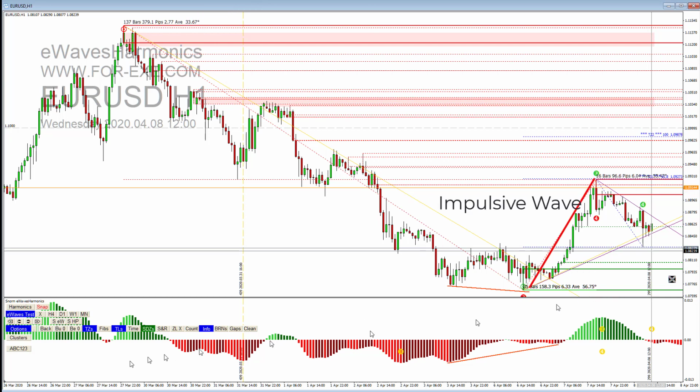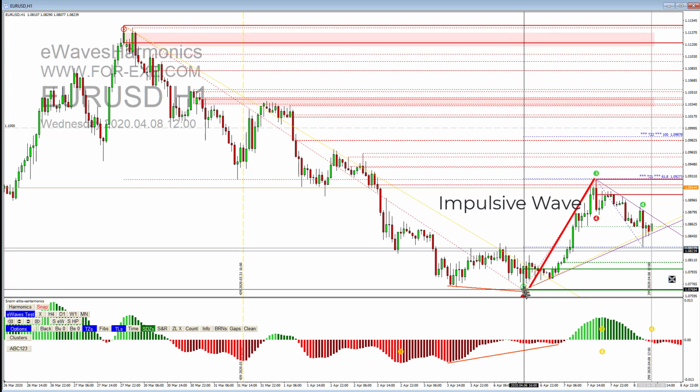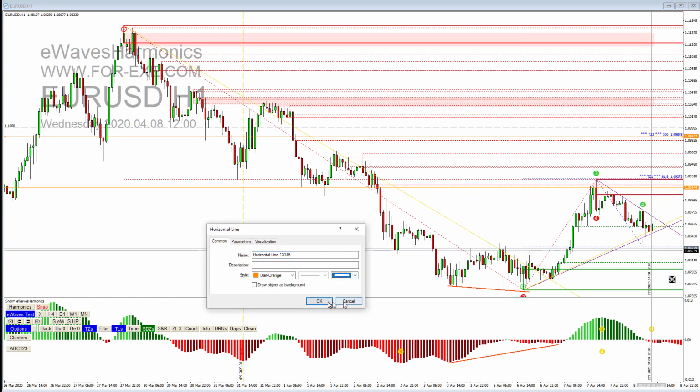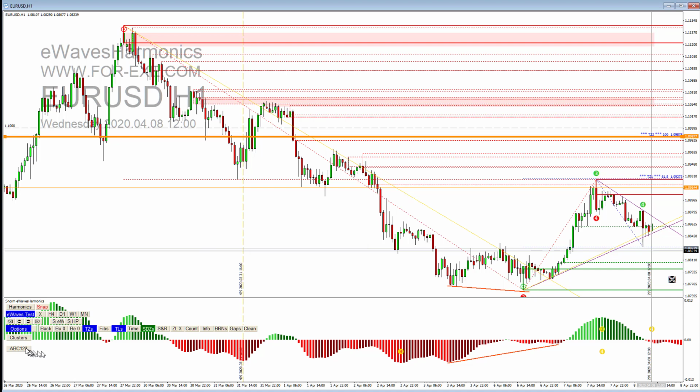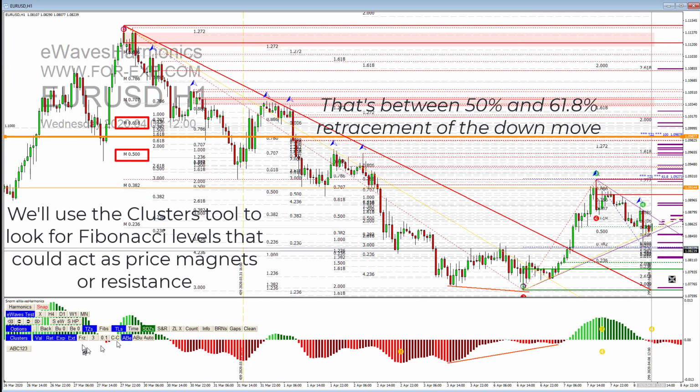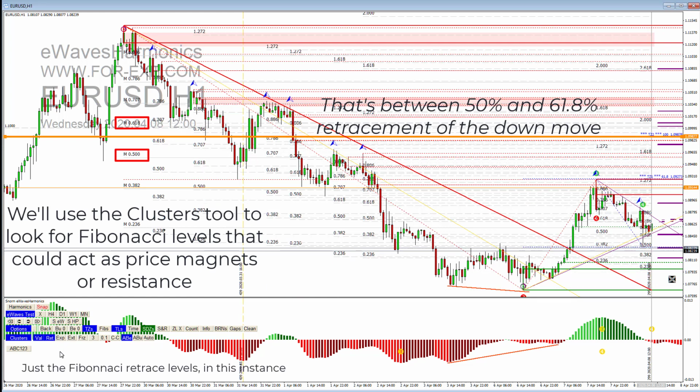So we can trace this up and then look to trace it down eventually. We had an impulsive wave there, which looks like a wave A. And you can see that it was pretty much twice as quick to get up as it was to get down. Let's mark off our target zone 2. And we can press the clusters tool to look for Fibonacci levels that could act as price magnets or resistance. We're just going to use the retrace levels in this instance. And you can see we have some clusters of Fibonacci levels there. We'll just freeze them.